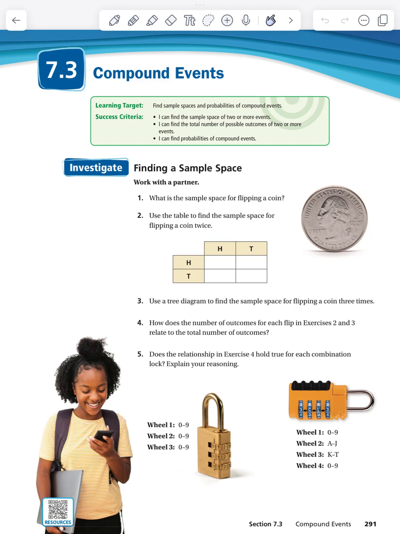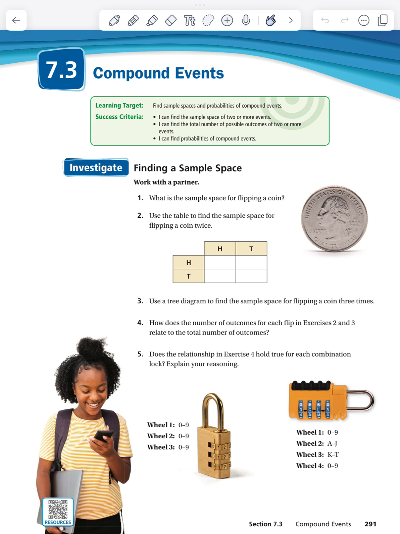Hello, 7th graders. Today we're going to be learning how to calculate the probability of a compound event. A compound event is simply two things happening at once. So we have two events, maybe rolling a dice, flipping a coin, maybe flipping two coins. We're calculating the probability of outcomes considering both experiments.